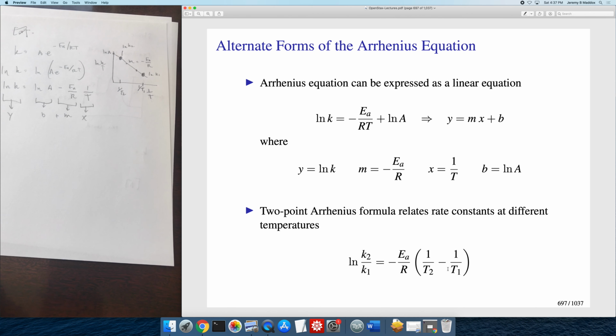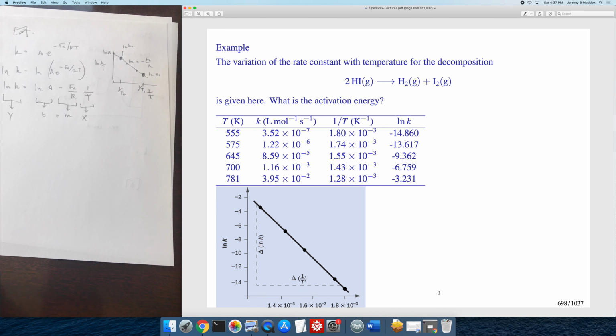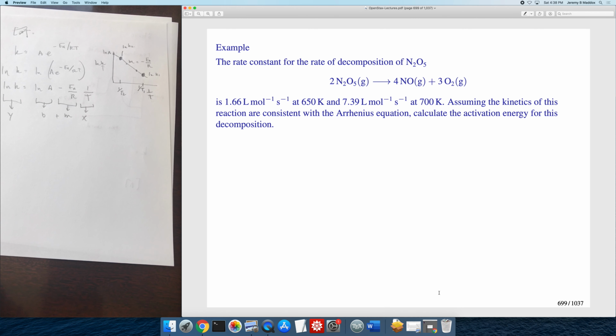So look at this equation. Given the activation energy, given T1, T2, and k1, you can then solve for the new rate constant. Or given the rate constants at both temperatures, you can use that to find the activation energy. Okay, let's illustrate that with some problems here.